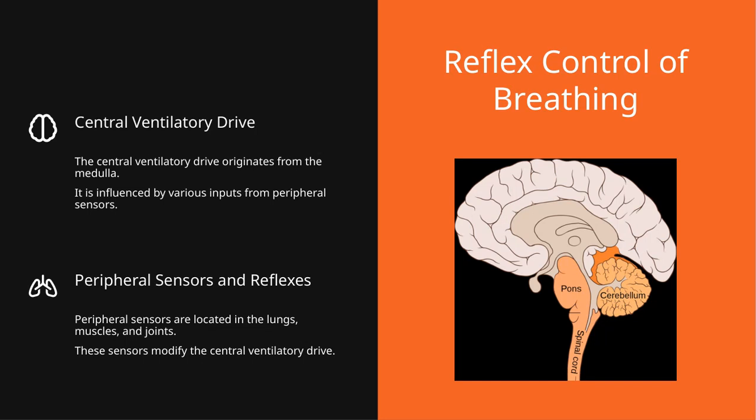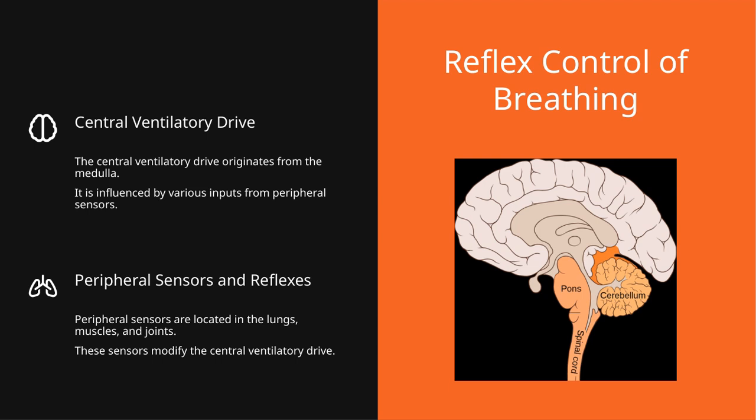Let's talk about the control and regulation of ventilation and cerebral blood flow. First, the central ventilatory drive, which is the main engine behind our breathing, originates from the medulla in the brainstem. This is the core area that initiates and regulates our breathing pattern. However, it's not acting alone. It's influenced by a variety of inputs from peripheral sensors located throughout the body.